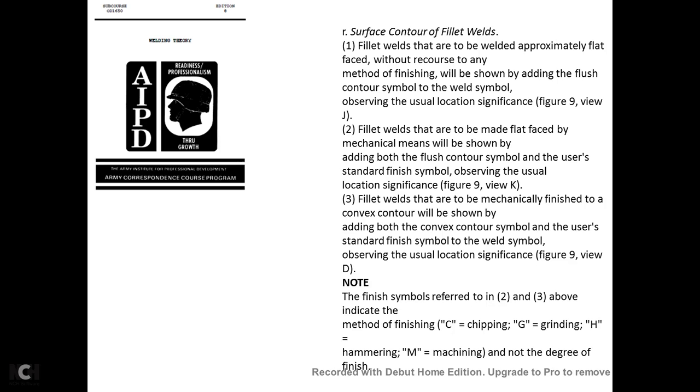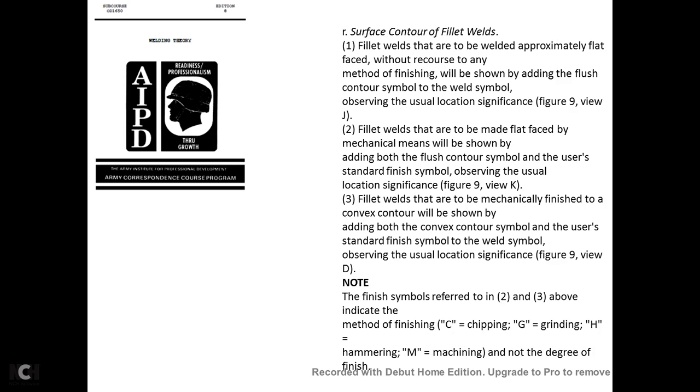The surface contour of the fillet welds. Fillet welds will be welded approximately flat-faced without resort to any method of finishing, unless shown by adding the flush contour symbol. The welding symbol observes the usual location significance. 2. The fillet welds that are to be made with a flat face by mechanical means will be shown by adding the flush contour symbol and the user standard finish symbol, observing usual location significance.